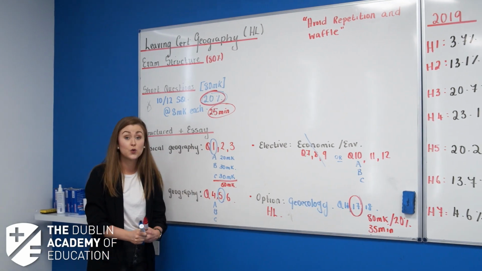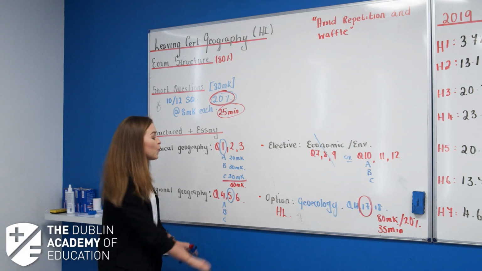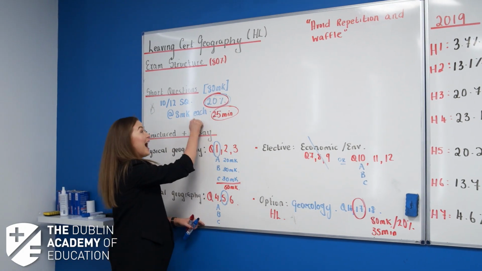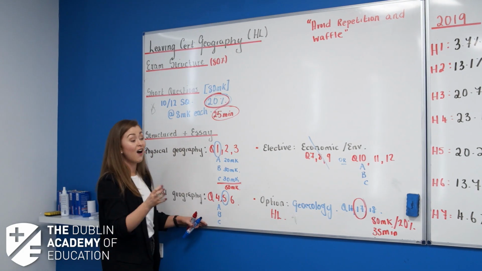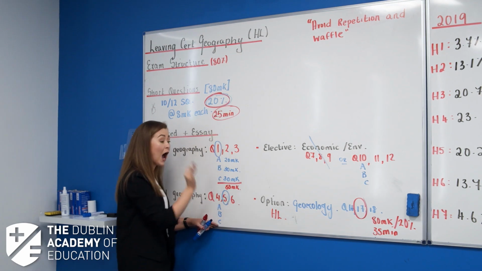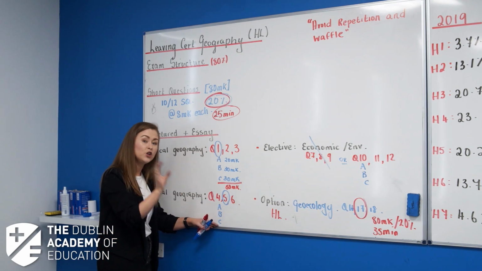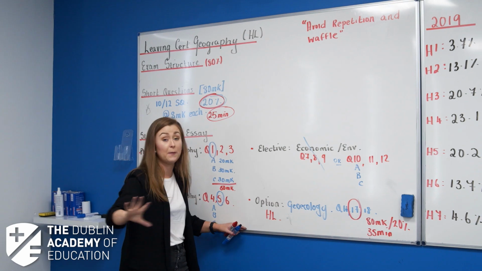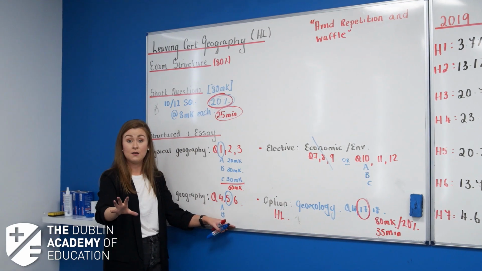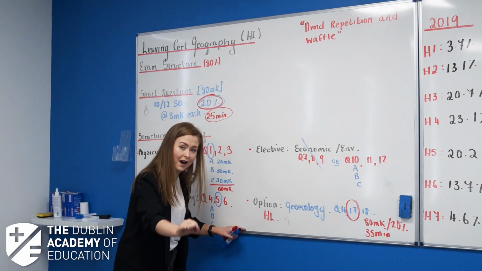Geoecology, another 20% of your paper. So with your geoecology, your option, and your short questions, i.e. they're less than an hour in your exam, you have 40% of that paper done. You've that paper passed, okay? And that's where you need to be smart about this.